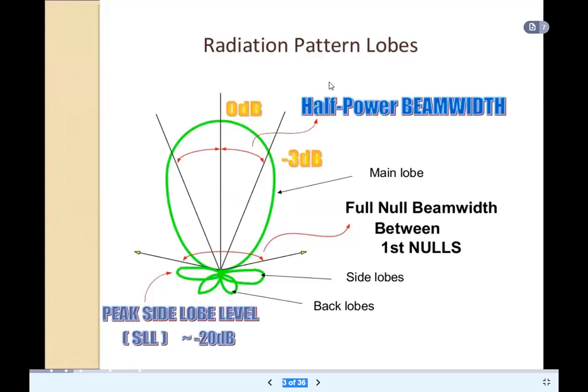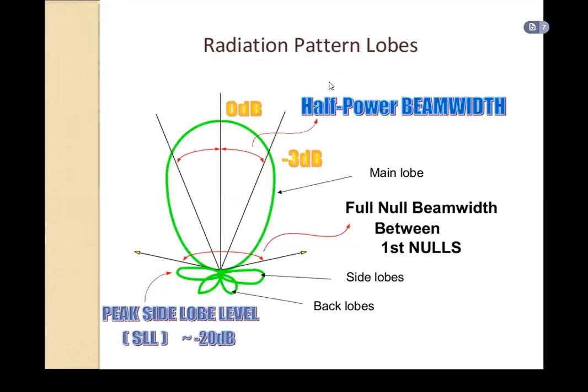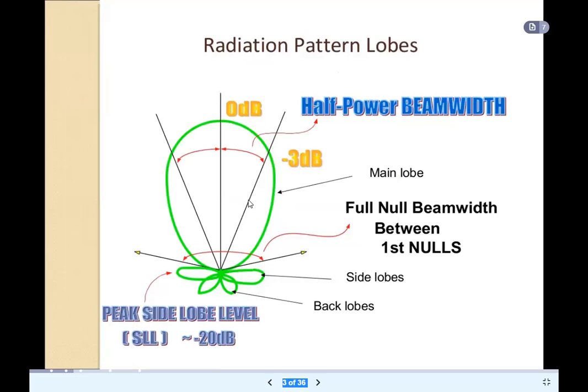Then we see the radiation pattern or lobes of antenna. In that, the first green line is the main lobe, and this is the side lobe. There are 2 side lobes and this is the back lobe. The peak side lobe level is minus 20 dB, and this is the SLL. SLL stands for side lobe level. In this radiation pattern there is a main lobe, side lobe and back lobe.